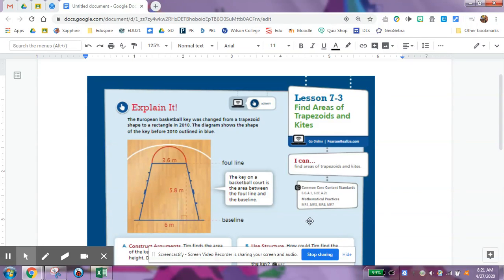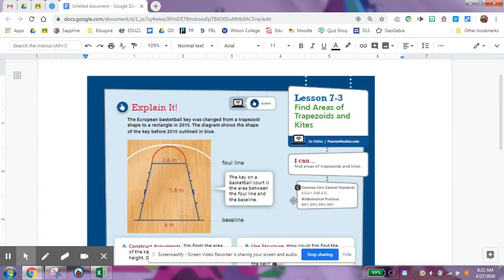Hi, so I'm going to walk through the lesson 7-3 Explain It, which you can find on page 399 of your workbook if you have it. Lesson 7-3 is finding areas of trapezoids and kites. So we're moving on to two different shapes. Last week we did parallelograms and rectangles and triangles. And now we're going to look at trapezoids and kites. The I can statement is I can find the area of trapezoids and kites.